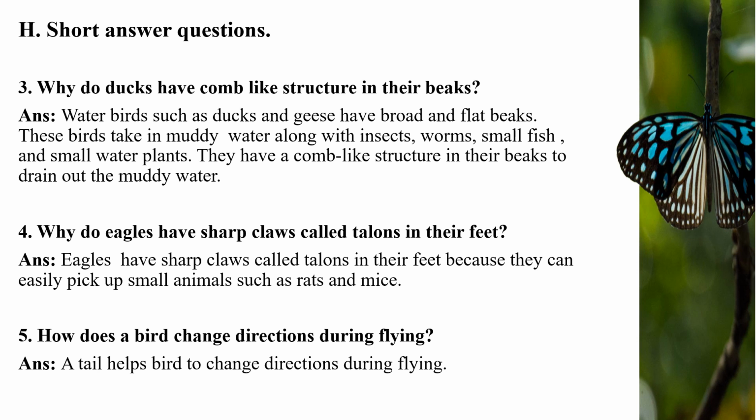Fourth question. Why do eagles have sharp claws called talons in their feet? Answer. Eagles have sharp claws called talons in their feet because they can easily pick up small animals such as rats and mice. Fifth question. How does a bird change directions during flying? Answer. A tail helps bird to change direction during flying.